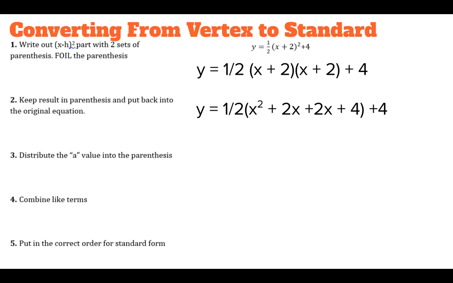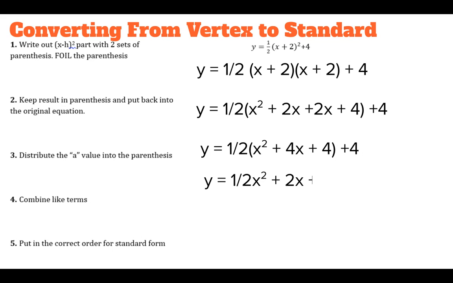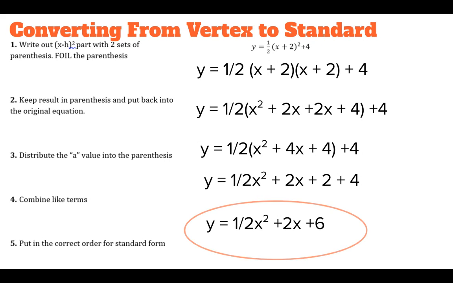And then plus 4. I combine those middle terms, 2x plus 2x, I get 4x. Now I'm going to distribute the 1/2 in. So 1/2 times x squared is 1/2 x squared, plus 2x, plus 2, now plus 4, because all I'm doing with that 1/2 is taking and dividing it by 2. I combine those last terms, and I'm left with my final answer, 1/2 x squared plus 2x plus 6.